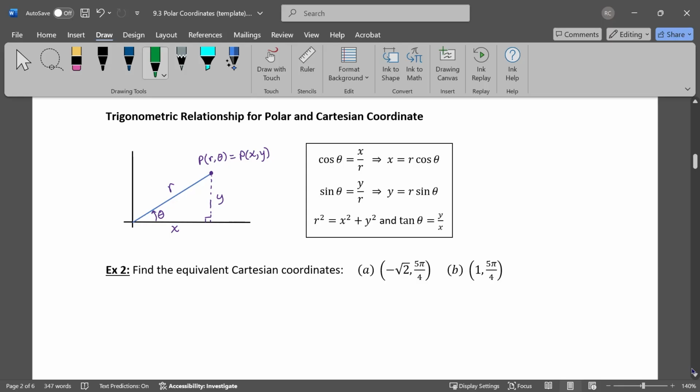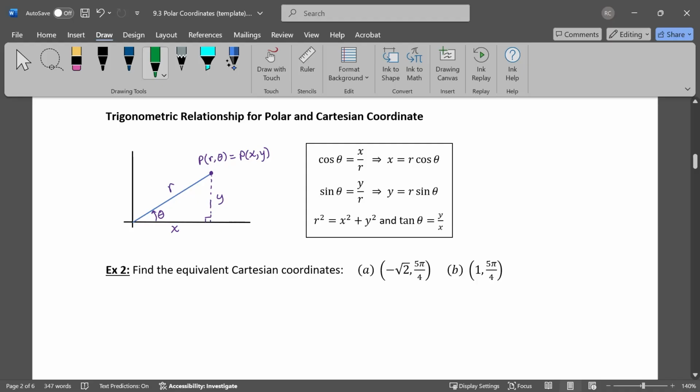Well, it's basically the standard relationships that you're already used to. So if we've got an angle theta and we've got r, we can always draw a right triangle with the x-axis. So we know that cosine of theta is x over r, or in other words, x is r times cosine of theta. And we know that sine of theta is y over r. So in other words, y is equal to r times sine of theta. So if I know theta and I know r, I can easily find the Cartesian coordinates with that.